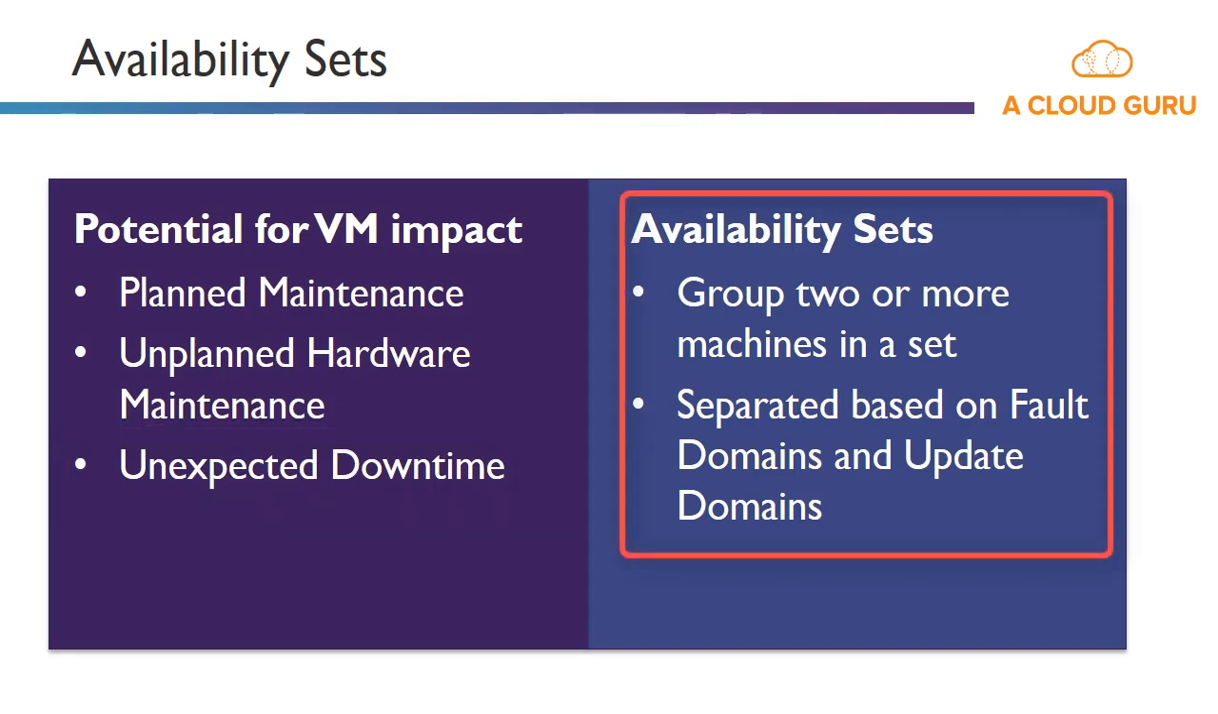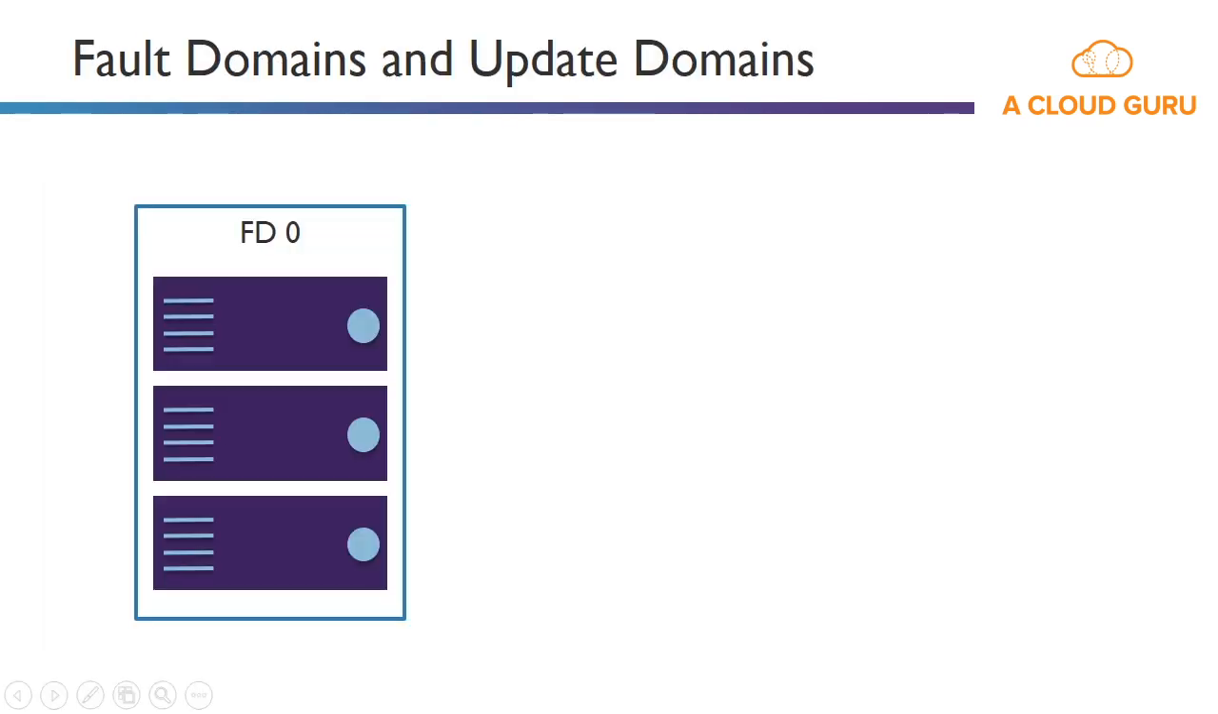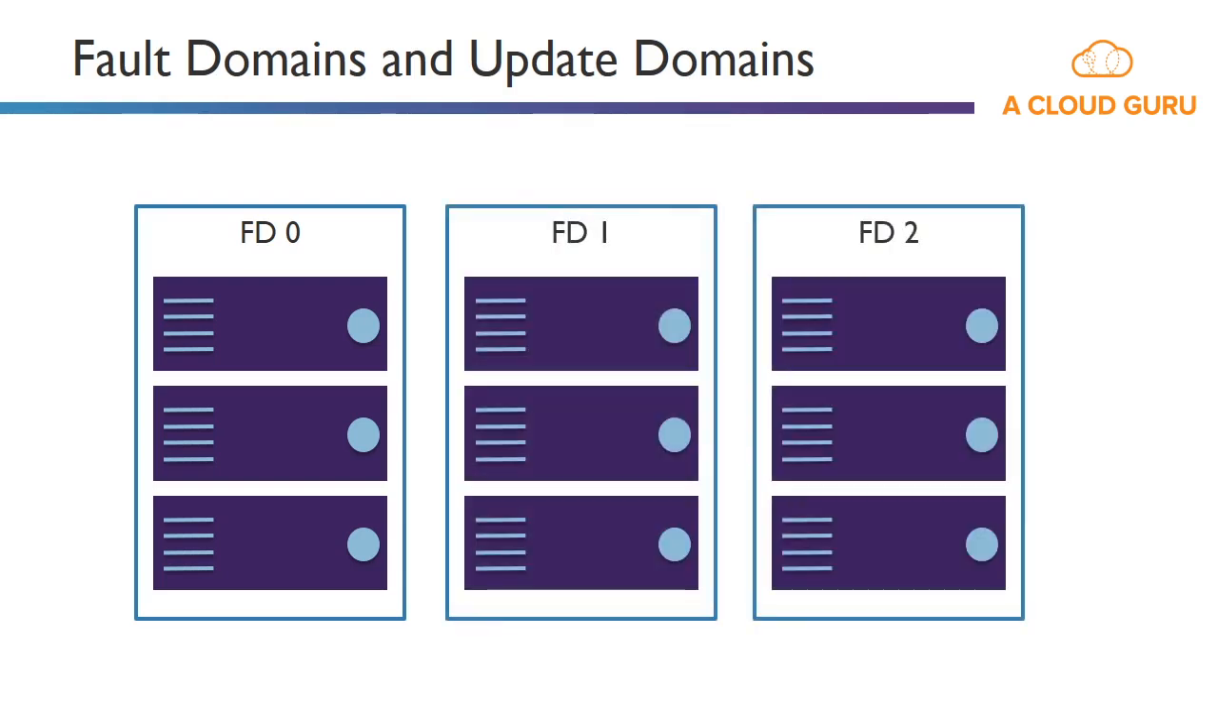This allows us to group two or more machines into a set, and they're basically separated out based on two things: fault domains and update domains. If we think of fault domains, first of all, this is essentially a rack that has its own power, its own networking connectivity, and we can have up to 3 fault domains in an availability set.